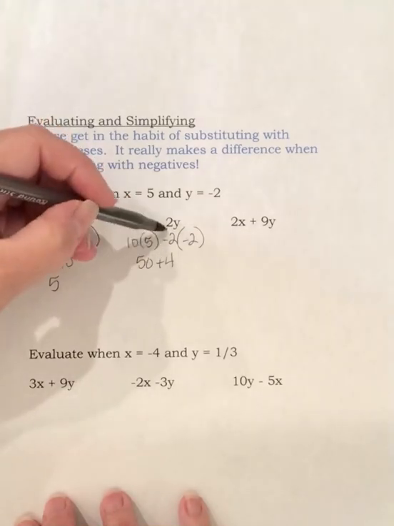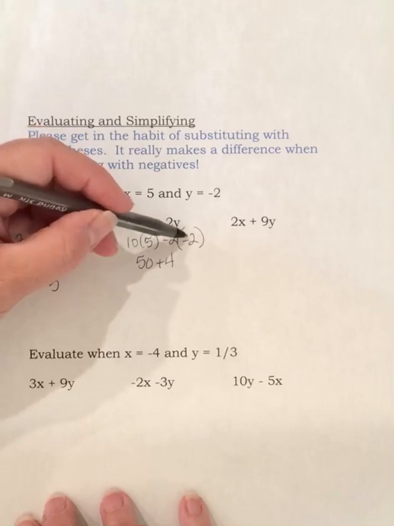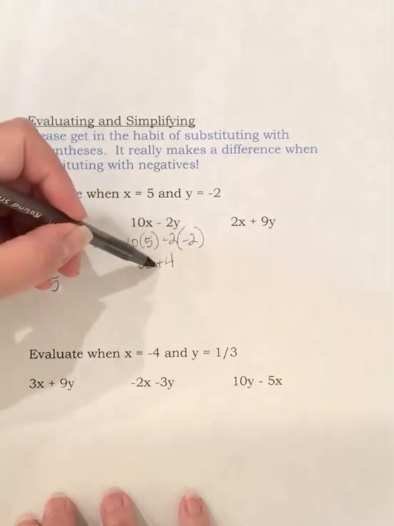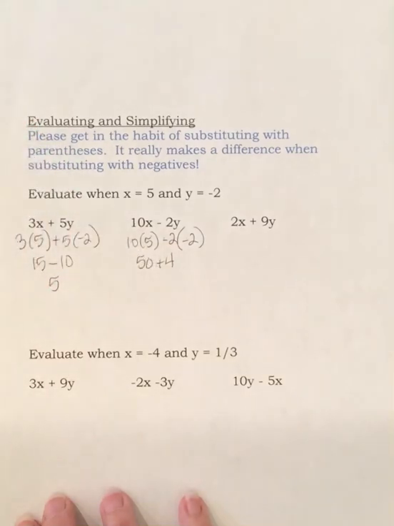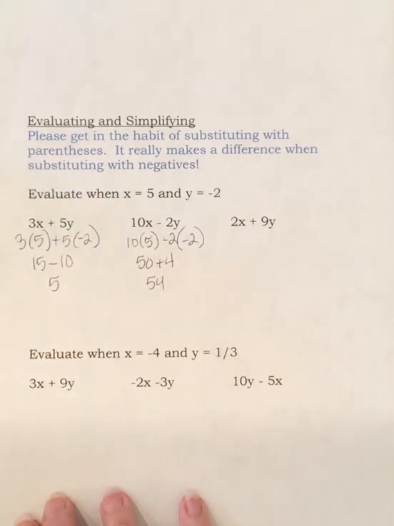Again, you might jump to having this minus and then do 2 times -2 is -4. You're going to have two negatives in a row, which still make a positive. But it's just easier to have only one sign to deal with. And then 50 plus 4 is 54.